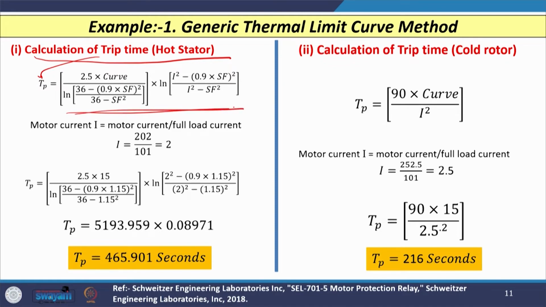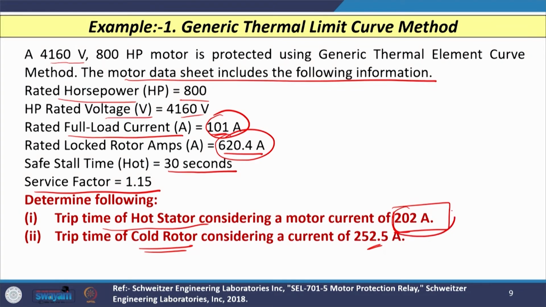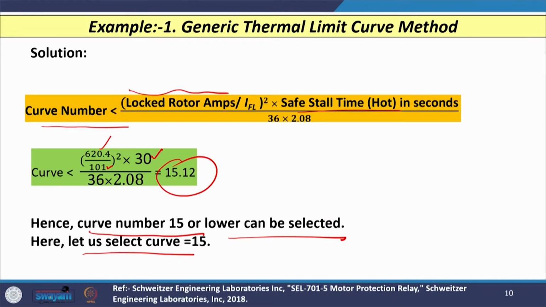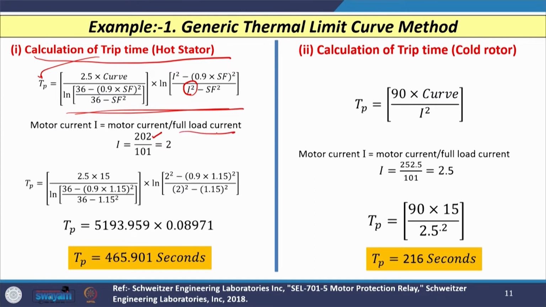In this equation we need to calculate the value of I, which is the ratio of motor current to full load current. The motor current in the first case is given as 202 ampere, and the full load current is 101 ampere, so the value of I is 2. With this value of I, we can put it in the equation of Tp: 2.5 into curve number, which I have considered as 15, divided by 36 minus 0.9 into SF, which is given as 1.15, multiplied with ln.